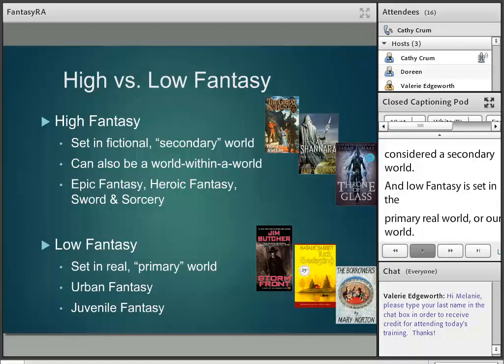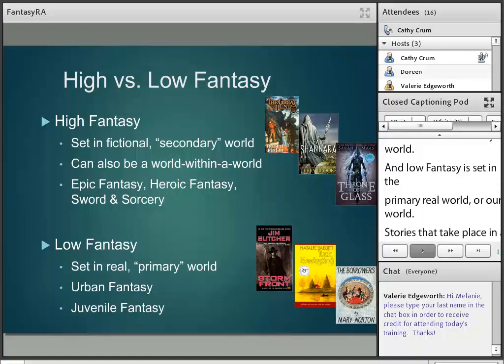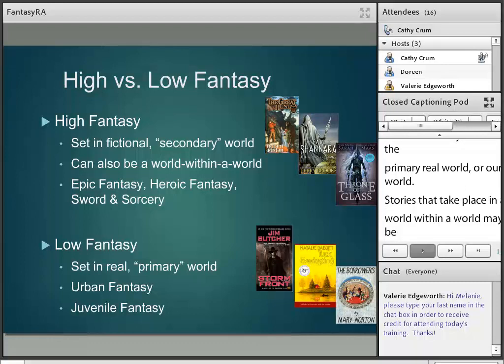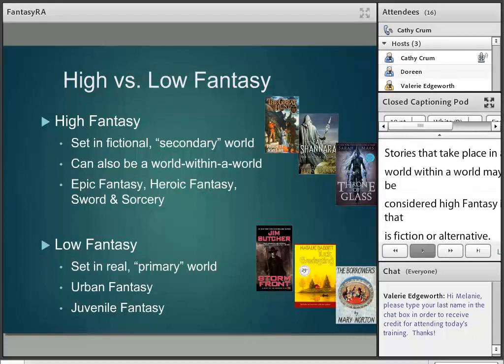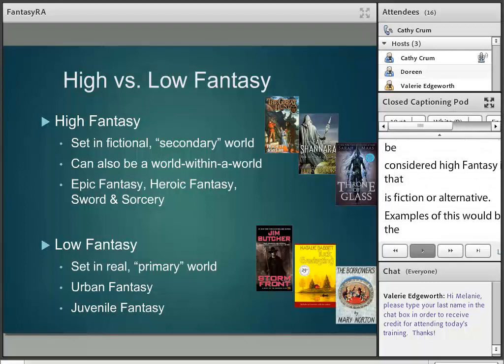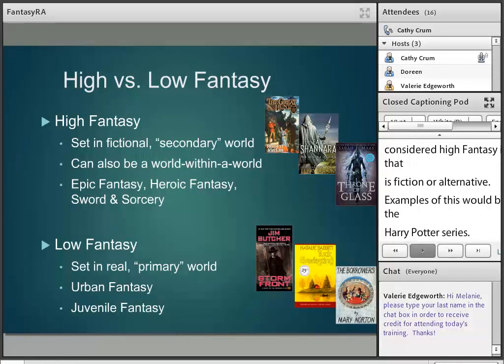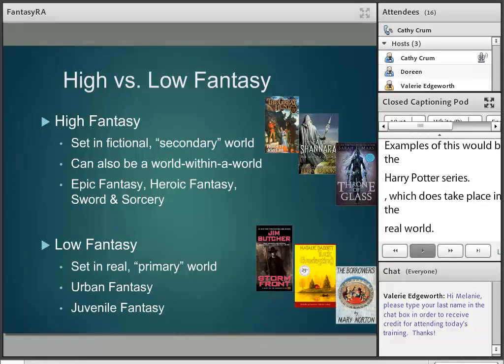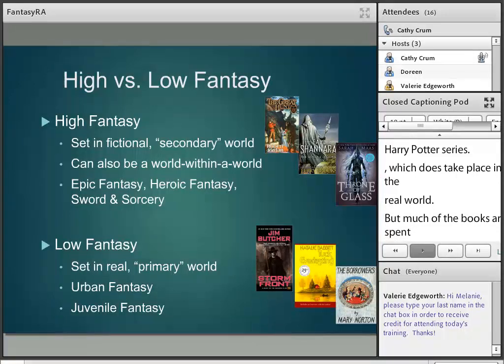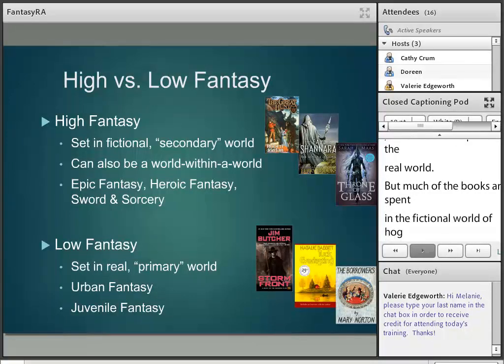Stories that take place in a world within a world might also be considered high fantasy if that inner world is fictional or alternative. Examples of this would be the Harry Potter series, which does take place in the real world, but much of the books are spent in the fictional world of Hogwarts, so a lot of people classify it as high fantasy.